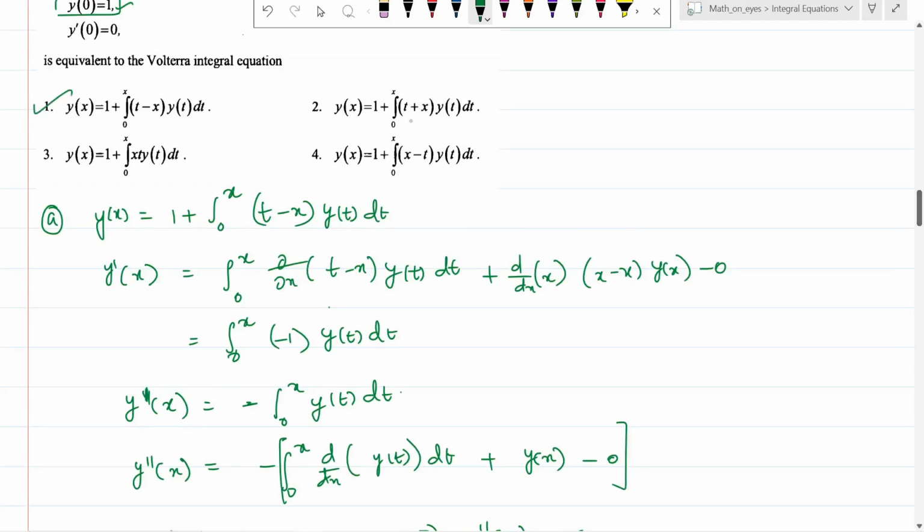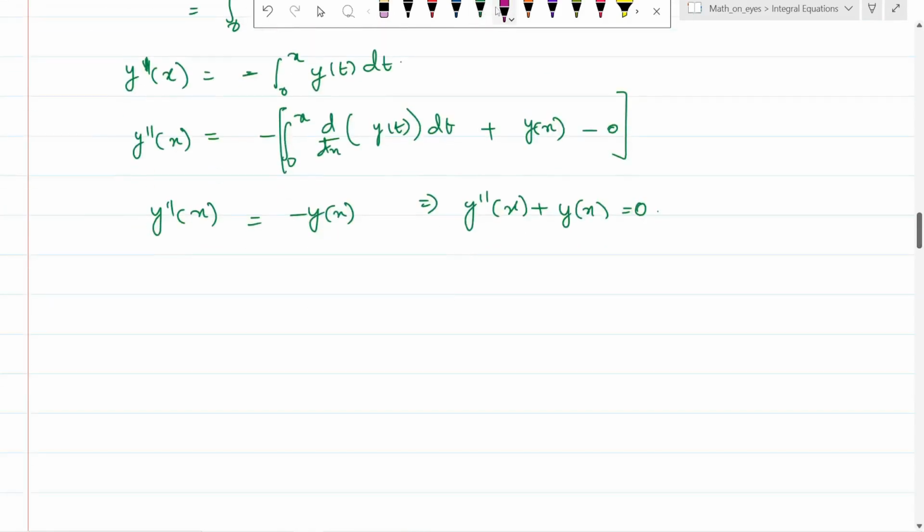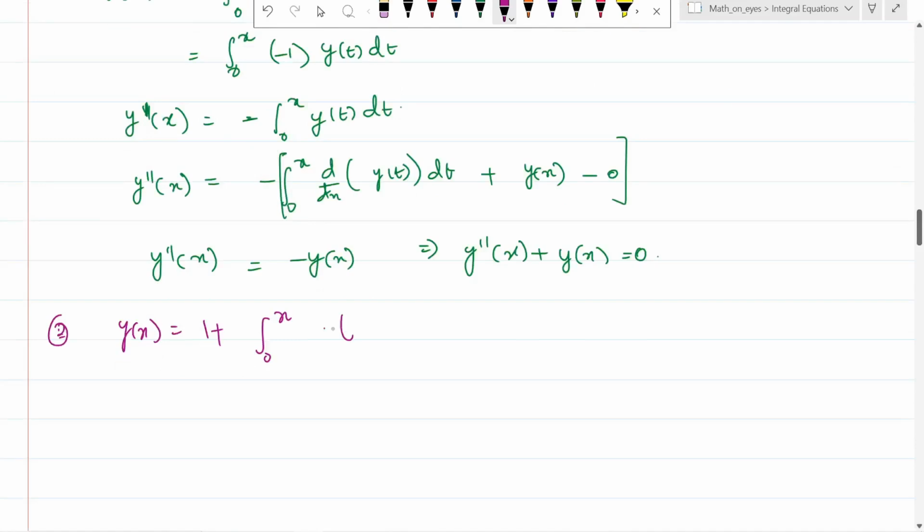Now we will check the second option. y(x) is equal to 1 plus integral 0 to x of (t plus x) into y(t) dt. So we have the second option, y(x) is equal to 1 plus integral 0 to x of (t plus x) y(t) dt.